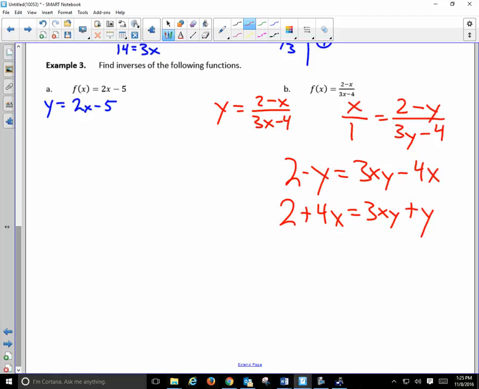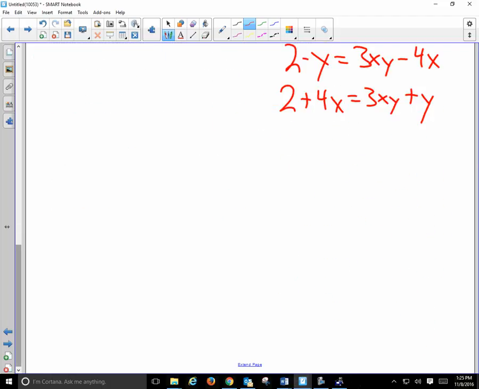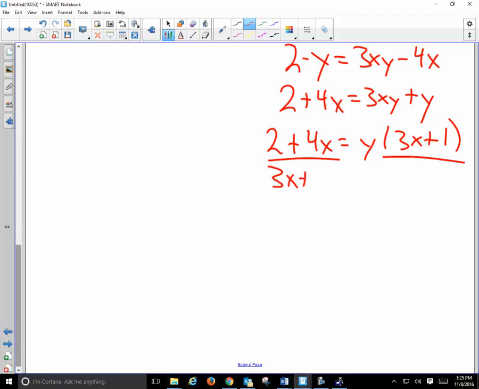Now what? Whoa. I factor out the y. And we get 2 plus 4x is equal to y times (3x plus 1). I get y is equal to (2 plus 4x) over (3x plus 1). You saw that in chapter 1.5. You also saw it on your final exam. So we prepared you for that, correct? Good. Everybody okay there? Okay, just have a couple more to get through.